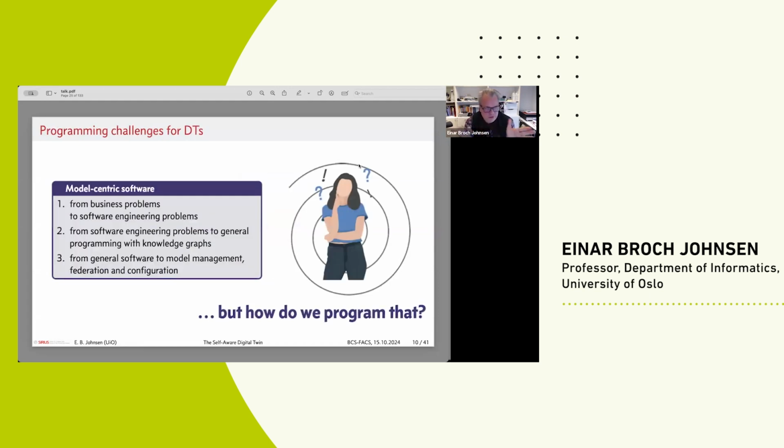So that's all good. And we have now heard this story about model-centric software. So we have software which is organized around models. So the model is at the center of the software. And we are moving from business problems to software engineering problems. We're moving from software engineering problems to problems about how these models interact with knowledge graphs or organized information. And we are turning from general software to the problem of how to manage models. So how to compose them, how to configure them as we are moving in this life cycle of the physical system that we are twinning. And now the question is, how can we program a system like this?